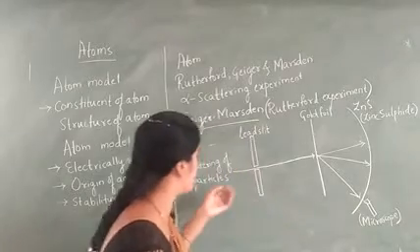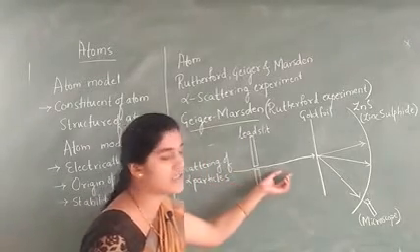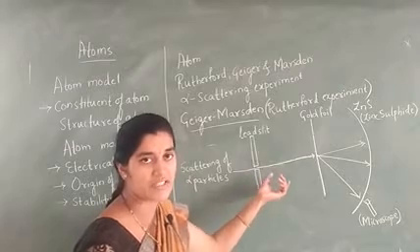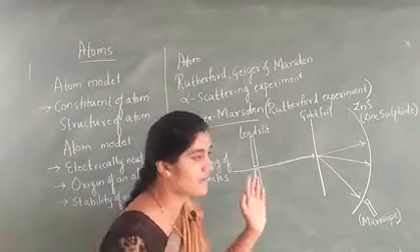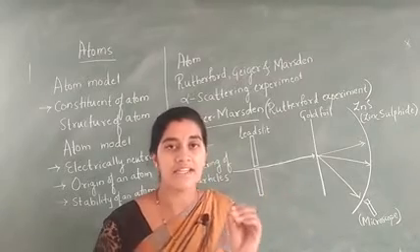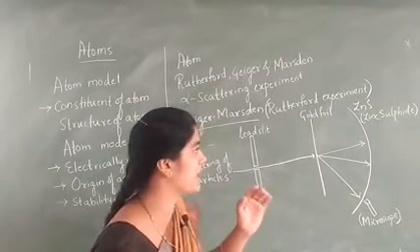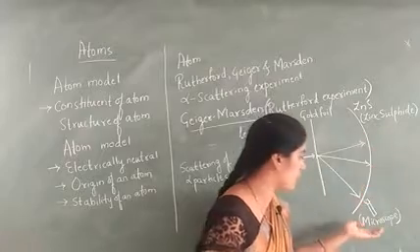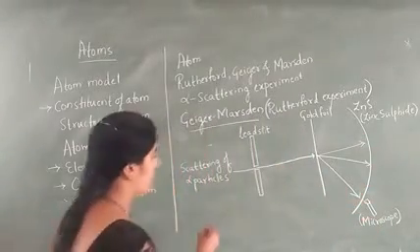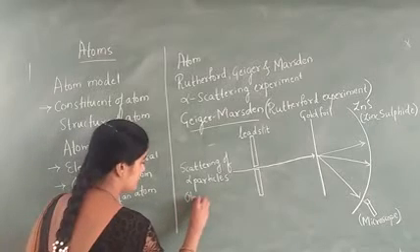We can tell that the alpha particles always move in a straight line, but when they fall on the gold foil, they move in different directions. That different direction we can observe by the zinc sulfide or by our microscope. Here we are studying some observations.